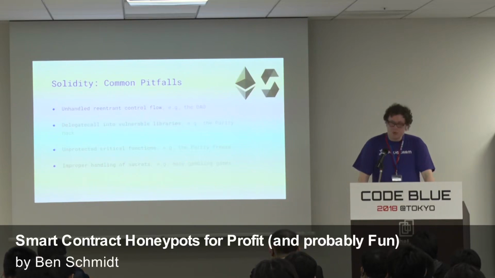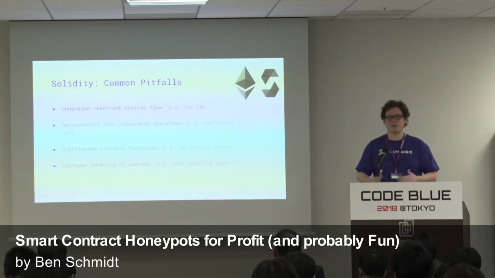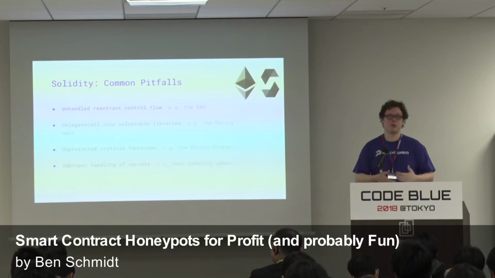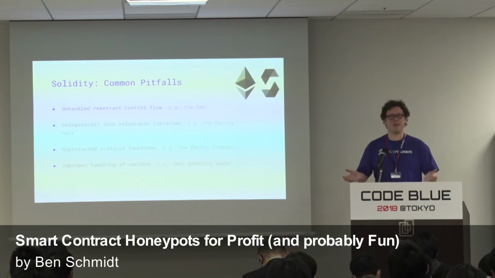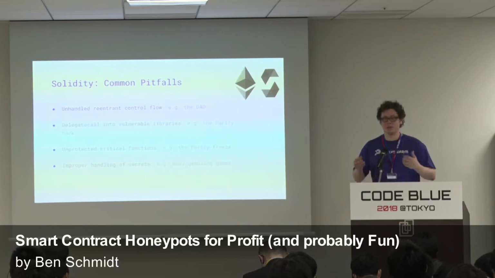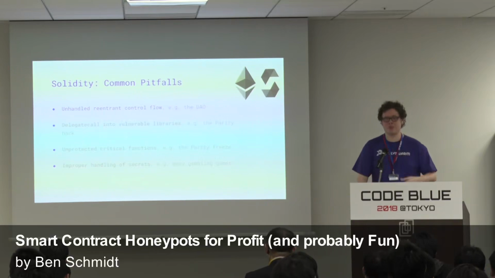And the final one that's relevant today is improper handling of secrets. So obviously, on a public blockchain, keeping secrets is very difficult. One of the more popular types of contracts out there are gambling applications, so playing roulette or poker or any number of different things where you need some trusted source of randomness. Well, if you can predict what those secrets are, then you can cheat at the game. So people still have a lot of trouble doing this, and it's not a particularly easy problem.